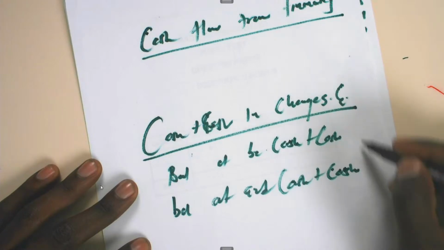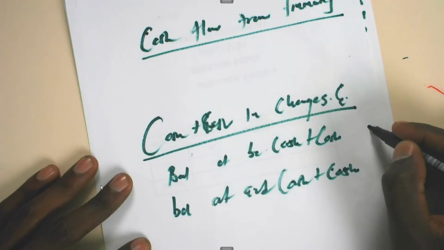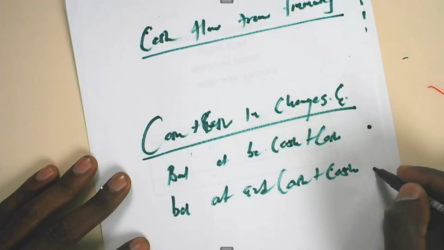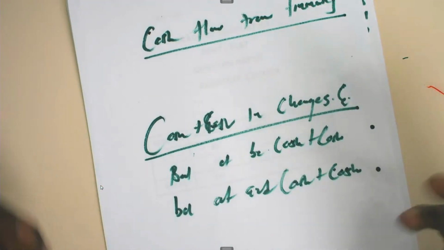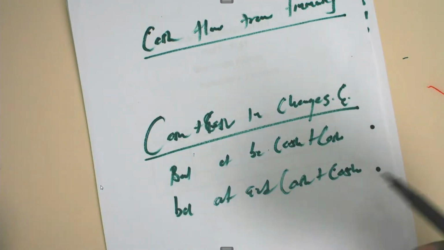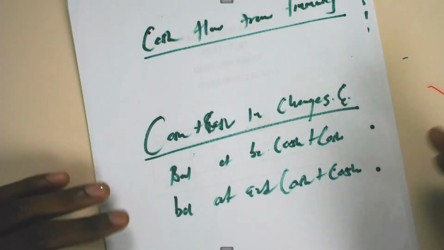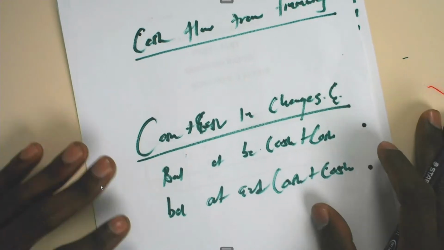Then the difference between what we had at the beginning of the year and what we had at the end of the year will give us the net change, which is actually what happened during the year. Did we receive more money during the year, or did we spend more money as far as the company and the cash flow is concerned?